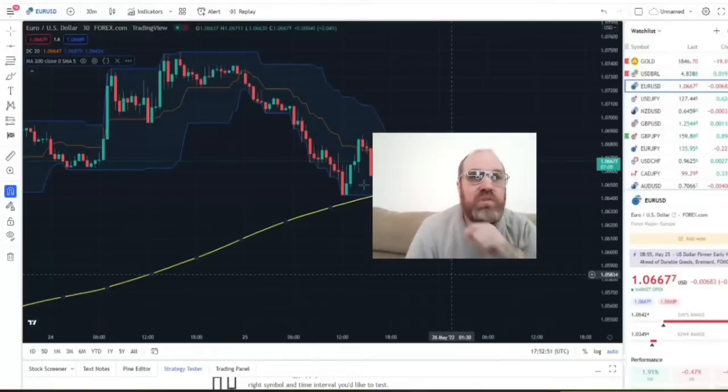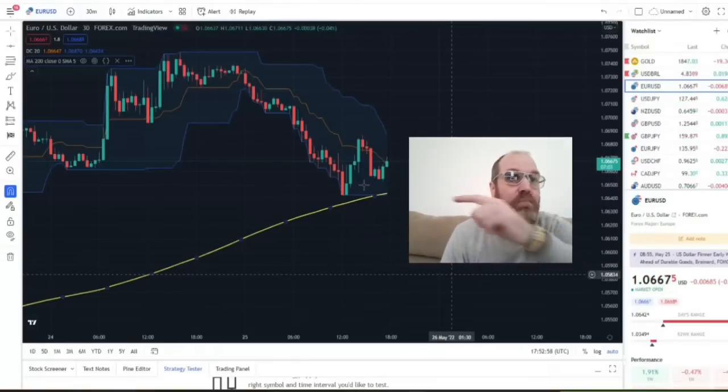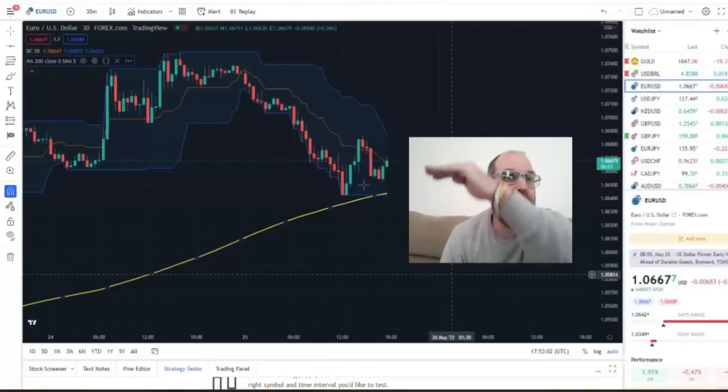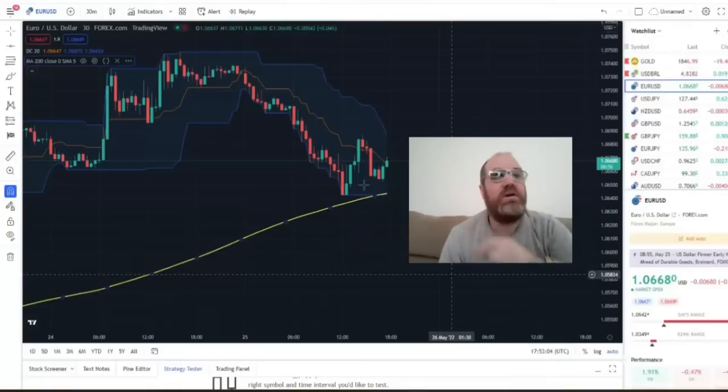So same rule as with the MACD. If we are above the 200 moving average, that means the candlesticks are above the 200 moving average, we only go for buy trades. And the same if we are below, we only go for sell trades.